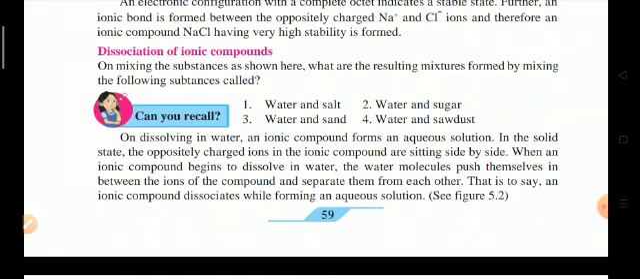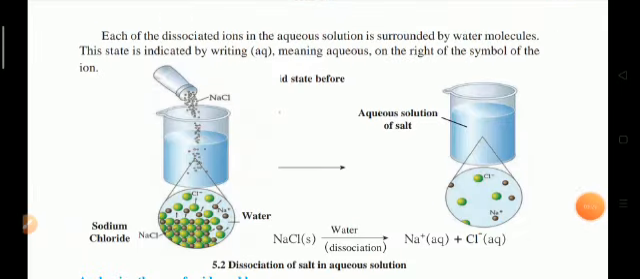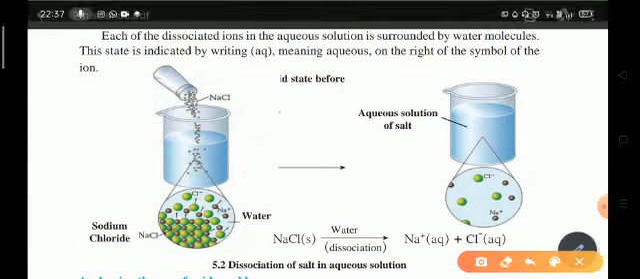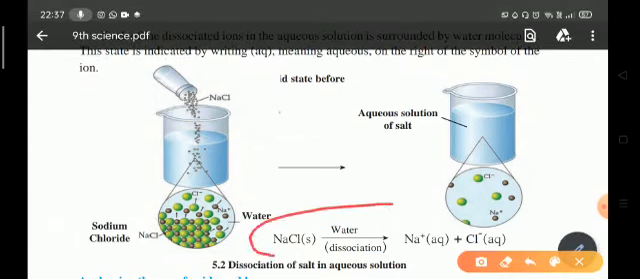It completely gets dissolved. In the solid state, the positively and negatively charged ions in the ionic compound are sitting side by side. When an ionic compound begins to dissolve in water, the water molecules push themselves in between the ions of the compound and separate them from each other. That is to say, an ionic compound dissociates while forming an aqueous solution. In this figure, it is explained how sodium chloride gets dissolved in water and a clear solution is formed. NaCl in solid state, when dissolved in water, forms Na+ in aqueous state and Cl- in aqueous state.